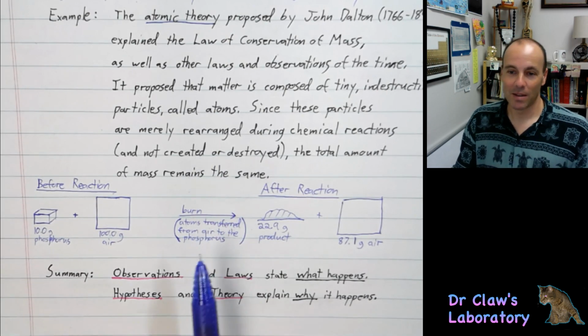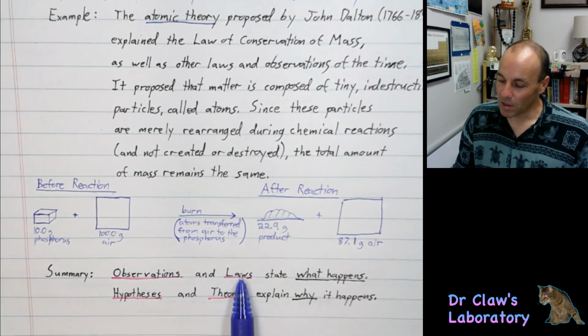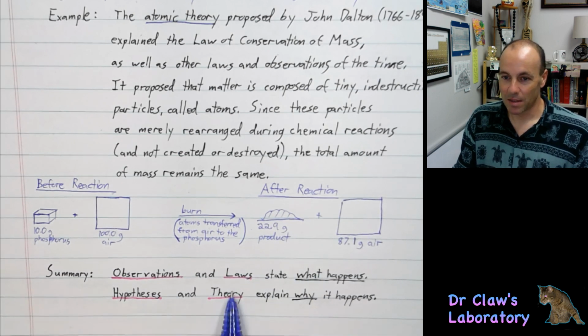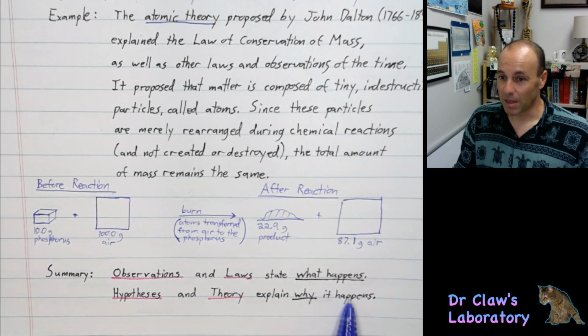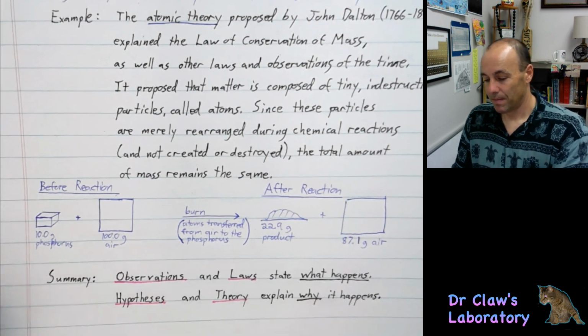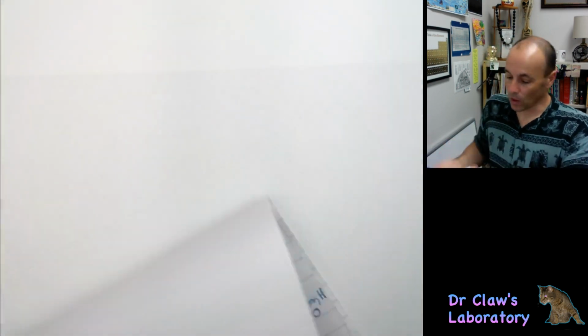So in summary, observations and laws state what happens, and hypotheses and theories explain why it happens. All right? So I hope that helps.